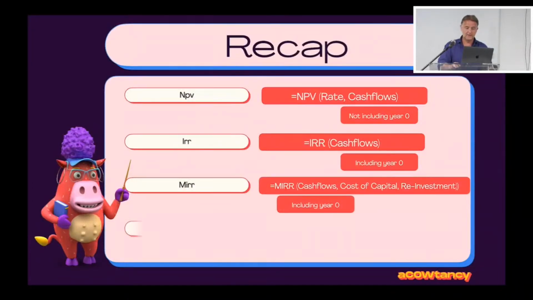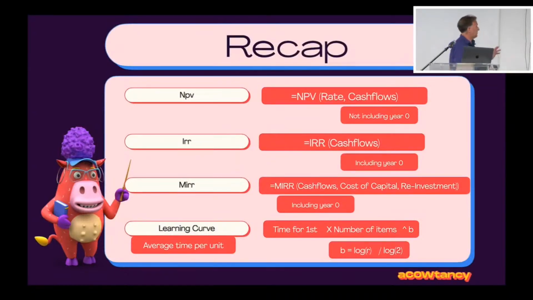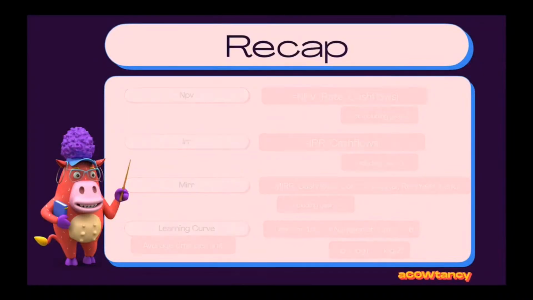To work out the learning curve, y equals a times x to the power of b. What is a? Good. What is x? What is the power of b? Yes, that's the power of b. Richard, how do you calculate b? Log of R divided by log 2. If the learning rate was 80%, R would be 0.8. If it's 90%, 0.9, etc.